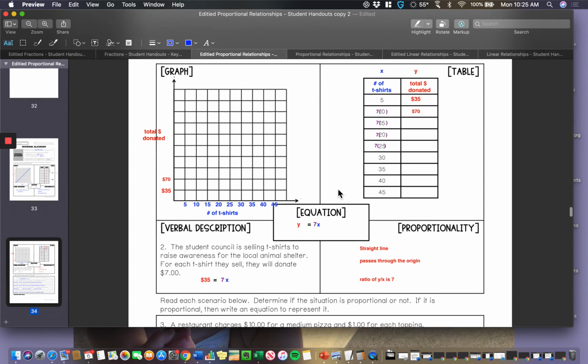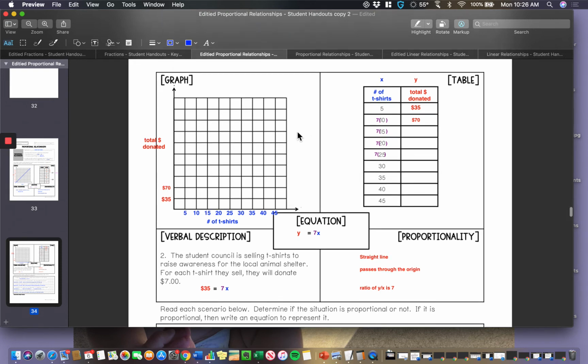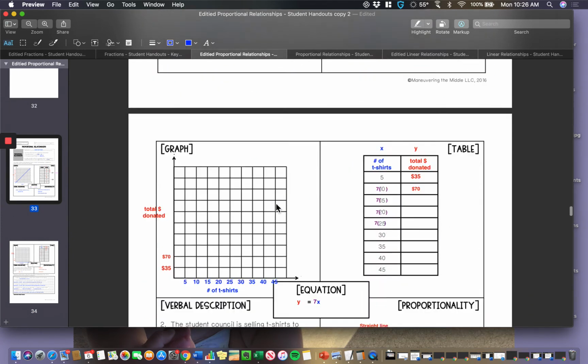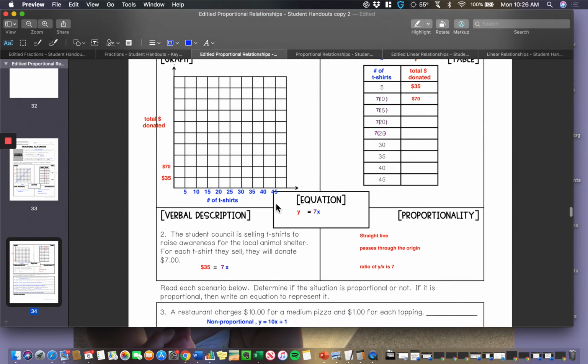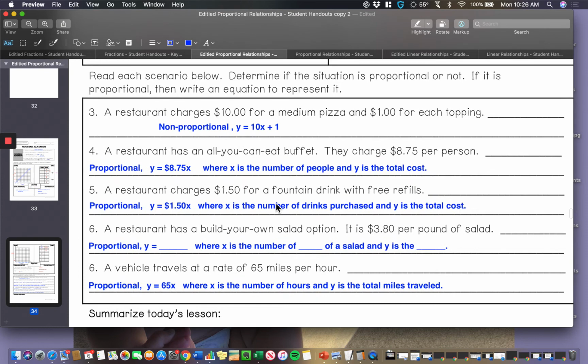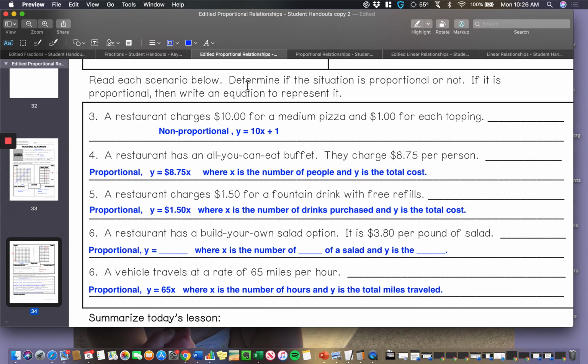So basically your job is to fill in the rest of the table and plot the points on this table and draw a line through your points. Very similar to what we did up here. It's the same process. So looking down at the bottom of the second page, it says read each scenario below, determine if the situation is proportional or not.